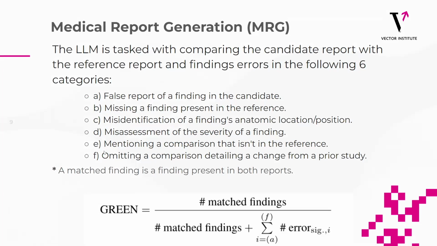So these are the 6 categories, and this is the formula for calculating it. The LLM is asked to find differences across the 2 reports on these categories, and these are basically error categories. A matched finding is a finding that's present in both the candidate report and the generated report, so a matched finding is basically just a correct finding. The formula is: you get all of the correct findings, and then you divide them by the correct findings plus the errors across the 6 categories.